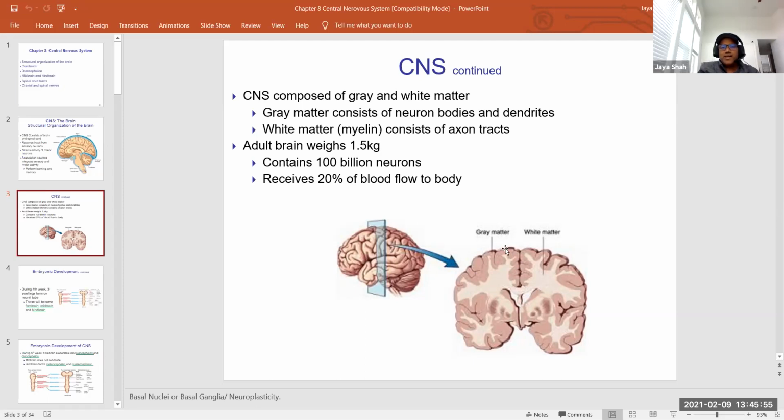So these gray matters are the area of the brain which carries neuron cell bodies and dendrites. Most of the cell bodies of the neurons in the brain are towards the outer part of the brain, and that is called gray matter. The white matter are axons, and they are myelinated axons. Fats are whitish, and that's why they look white, and we call them white matter.